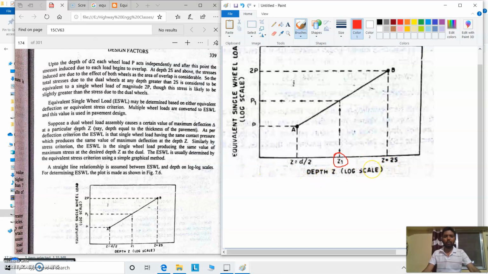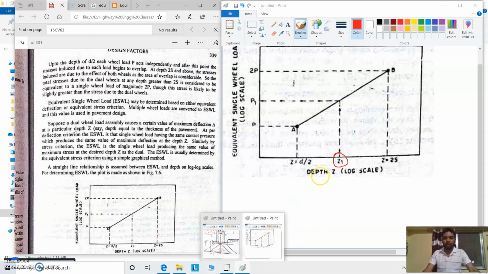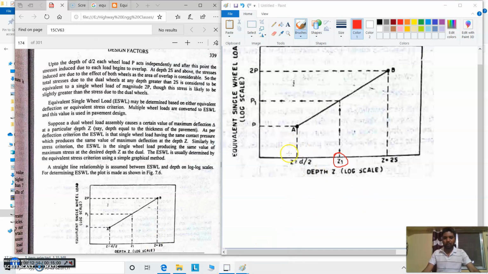The single wheel load produces the same value of maximum stress, because we are concerned with stresses here, and that stress causes deflections. The stress criteria is considered at z for the dual wheel. The equivalent single wheel load is usually determined by considering the stress criteria in the semi-log graph. So here we have to plot the graph for the particular values of z in between d by 2 to 2s.